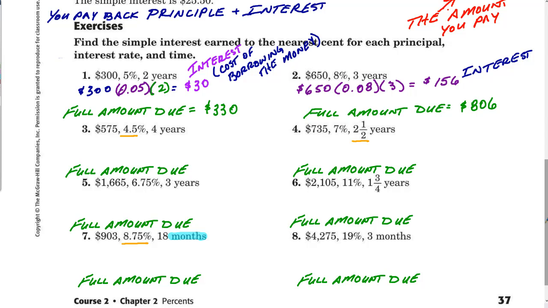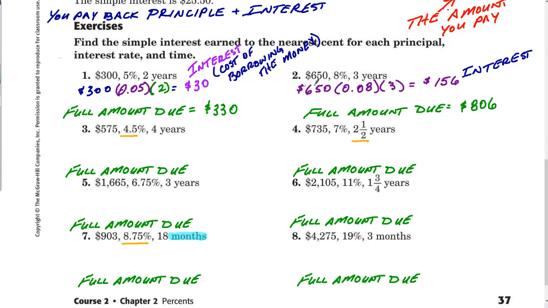So we did the first two of these in class. You take the amount of money, you multiply it by the interest rate, which it's easiest to change into a decimal. Multiply it by the number of years. That gives you the amount of interest. You take that amount of interest, you add it back to what the starting amount was that you borrowed, and that tells you what you owe.